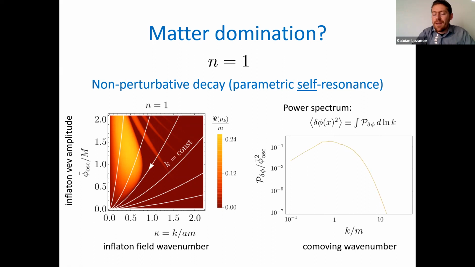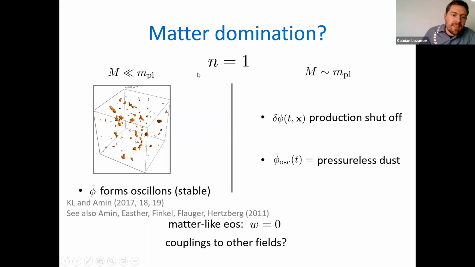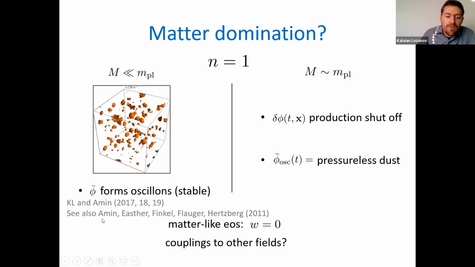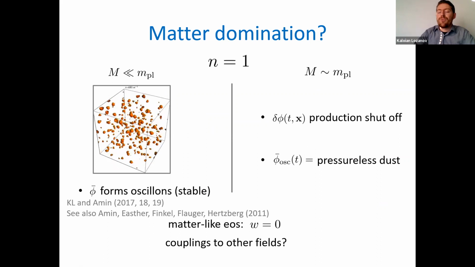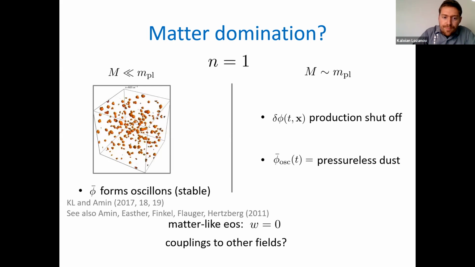Well, for the m much less than m Planck case, the case on the left and the case I just showed you, the inflaton forms highly overdense field configurations known as oscillons. You can think of oscillons as solitons. They're very long-lived, very stable objects. They never decayed for the duration of our LAT simulations. That's why the broad peak in the power spectrum never went away. And since oscillons are very stable and they behave as pressureless dust, they can lead to long periods of matter-dominated expansion.